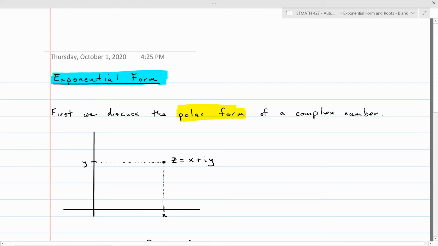Today we're going to be talking about the exponential form of complex numbers. And as part of that discussion, we'll talk about something called the arguments of complex numbers, and we'll also talk about nth roots of complex numbers. To get the ball rolling on that, we're going to first focus on the polar form of a complex number.